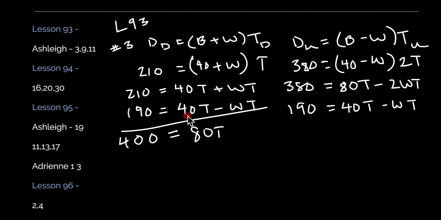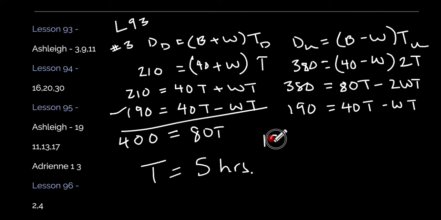And then we're just going to divide both sides by 80. So 400 divided by 80 is 5. So the time is 5 hours. What are they asking in the question? How fast did the river flow? All right, so the speed of the river, we're just going to have to plug this in somewhere. I'm going to look for the easiest place to plug it in. Maybe I'll just plug it in right here.